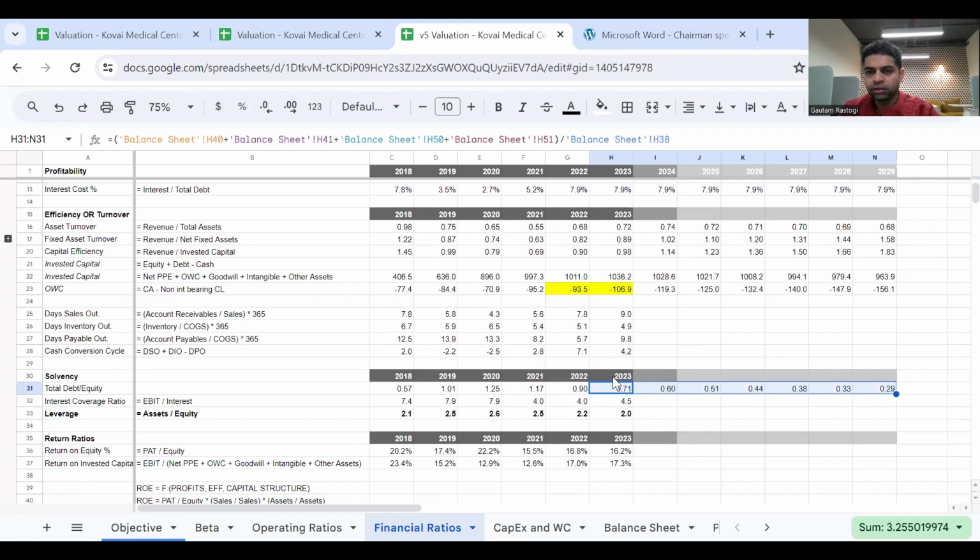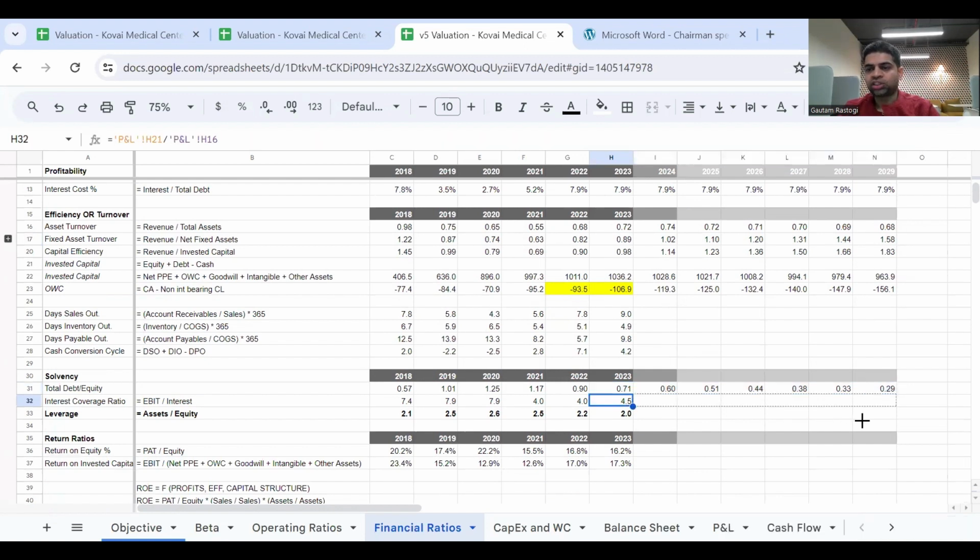So debt by equity should drop because again, debt remains the same, equity keeps on increasing. Interest coverage ratio, which is the key ratio which goes in the determination of credit rating of a company. So this would increase. This is on the rise as well.